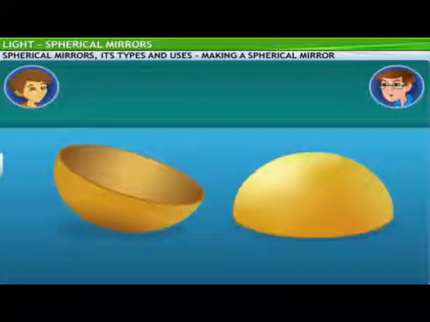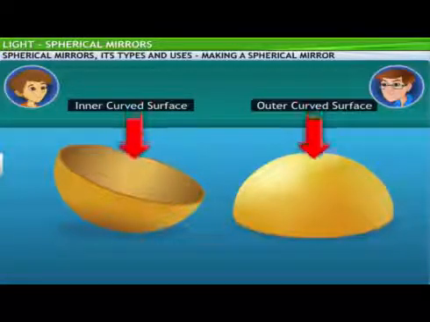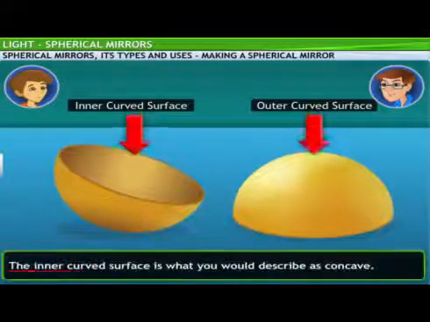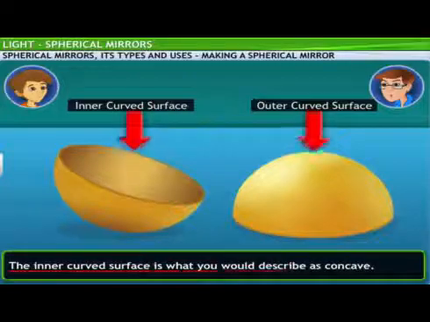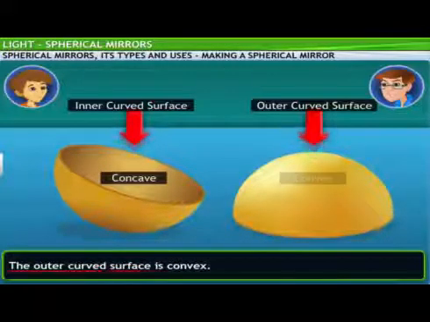Now, if I asked you to describe the two types of curved surfaces in each hemisphere, how would you describe them? The inner curved surface and the outer curved surface. That's absolutely right. The inner curved surface is what you would describe as concave, while the outer curved surface is convex.